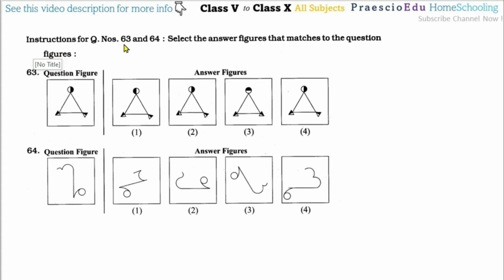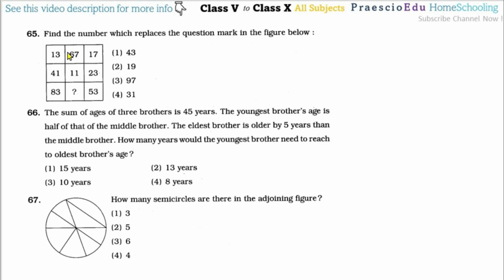Then instruction for question number 63 and 64. Select the answer figure that matches the question figure. So for question number 63, option number 4 is the correct one, and for question number 64, option number 3 is the correct one. Now question number 65, find the number which replaces the question mark in the given figure.